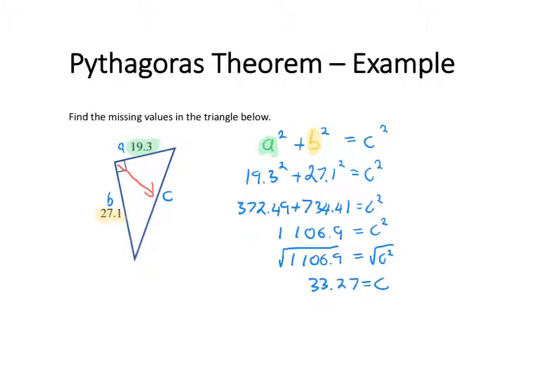So I know that the missing side of my triangle, the hypotenuse side, is equal to 33.27. And doing my common sense check, it is the longest side compared to 19.3 and 27.1. And the number appears reasonable. So I can accept 33.27 as the length of my hypotenuse, or the length of my missing side in the example.